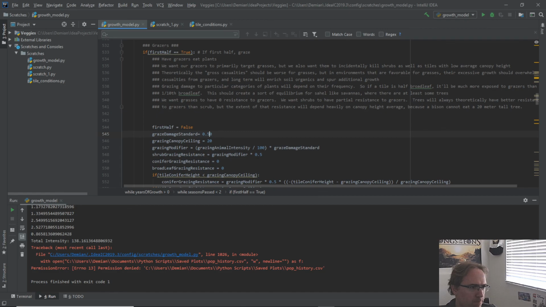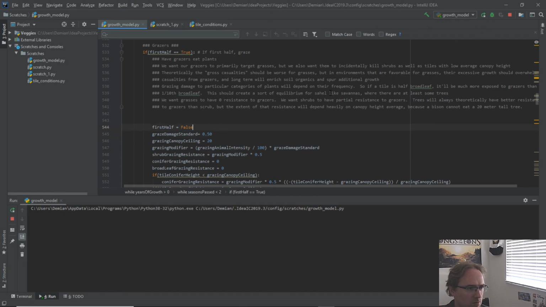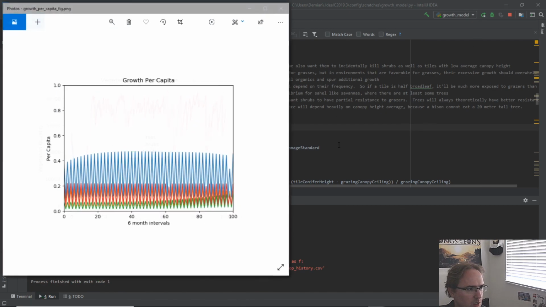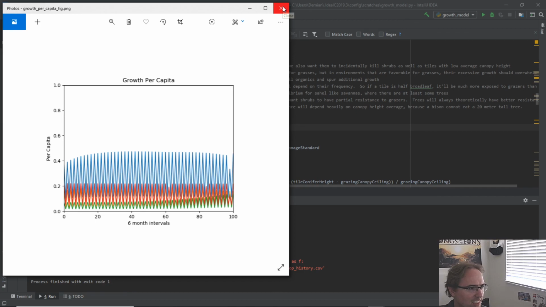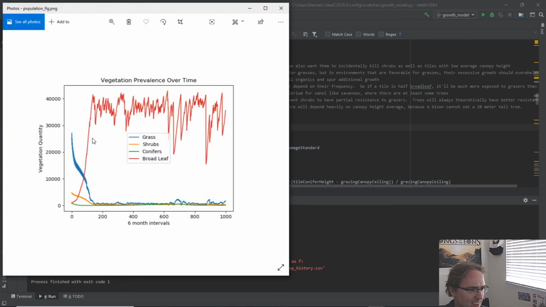You know what? Let's just make this really painful. Yeah, weird, man. It just straight up benefits grass. Grass gets annihilated. It gets grazed down to nothing, and then the trees are just like, okay, our turn.